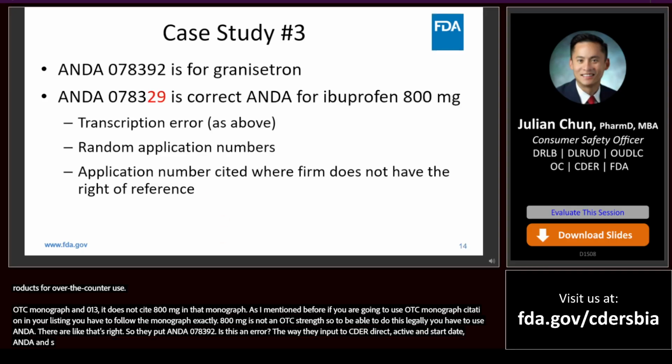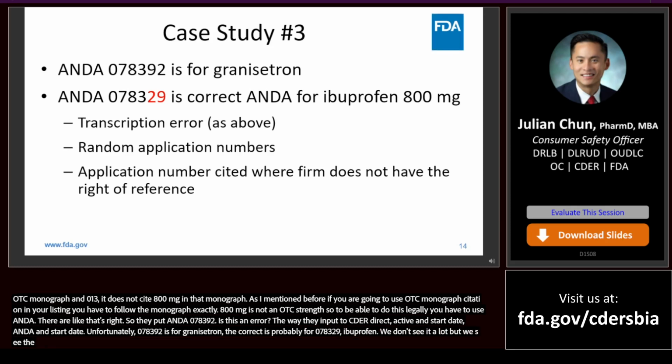Unfortunately, 078392 ANDA is for granisetron. The correct ANDA is most likely 078329. That's for ibuprofen 800. So we don't see it a lot, but we do see it. These are like transpositional errors.